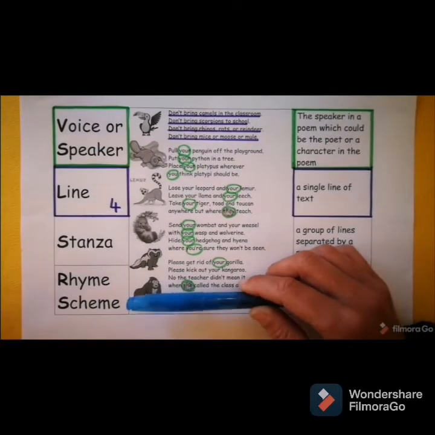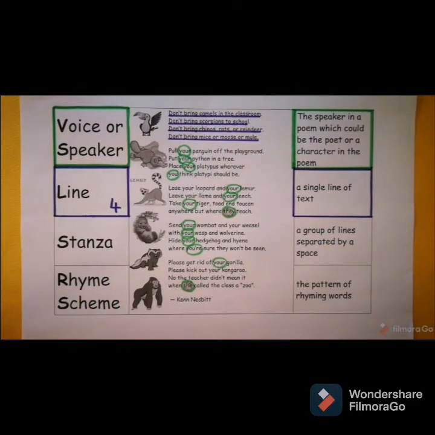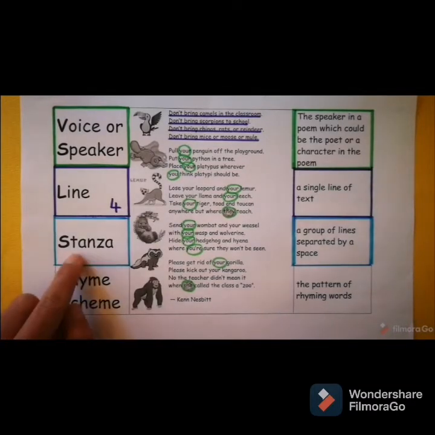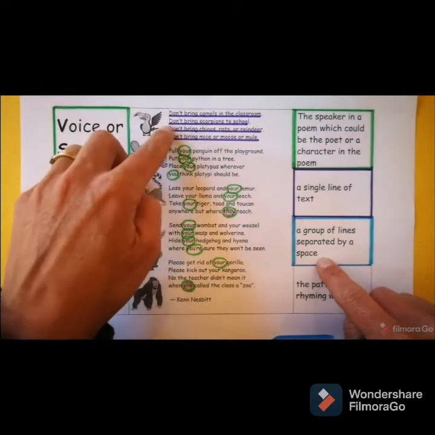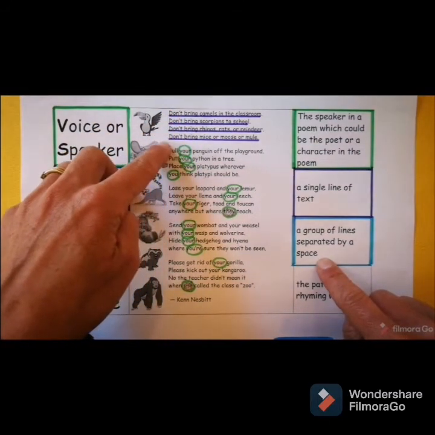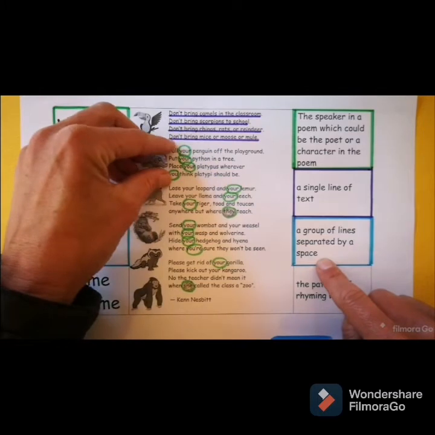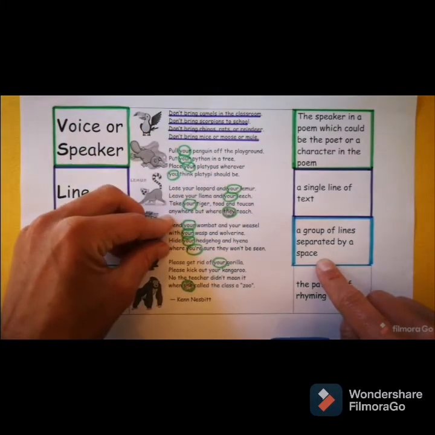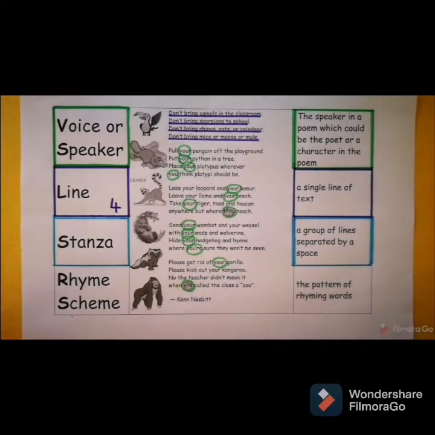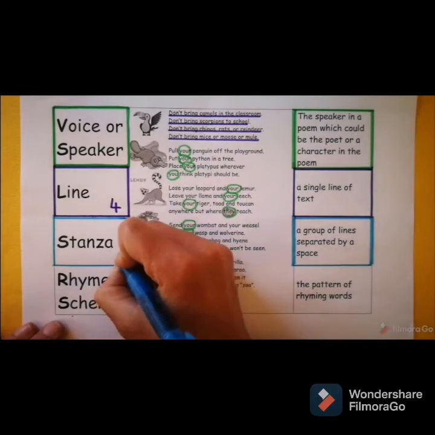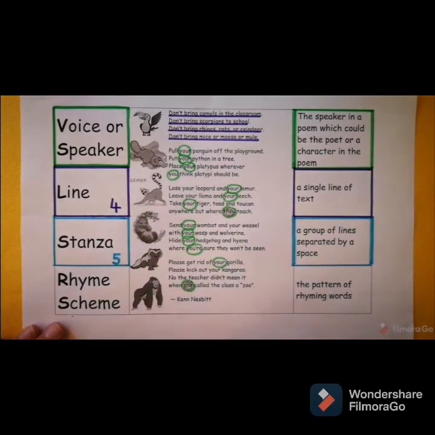Let's look at stanza now. I've taken my blue, and let's go ahead and outline that block. I've outlined stanza. Let's see, what is a stanza? A stanza is a group of lines separated by a space. Well, there we go. There's the group of lines, and it's separated by a space. So that's a stanza, that's a stanza. There's another one, and another one, and another one. That makes it 1, 2, 3, 4, 5 stanzas. There are 5 stanzas in this poem.